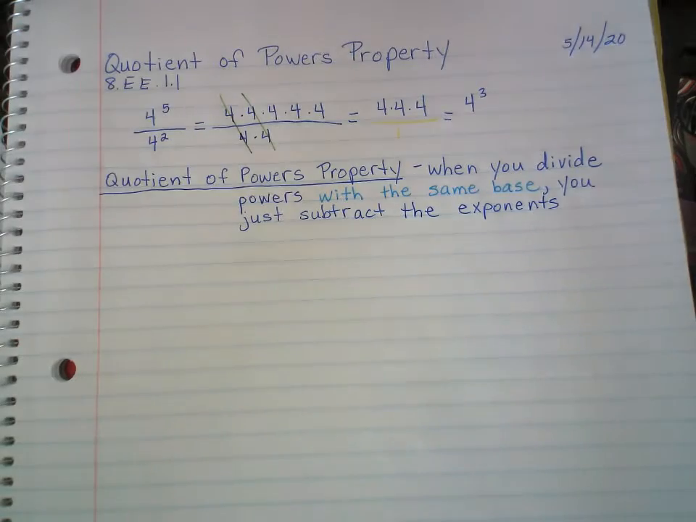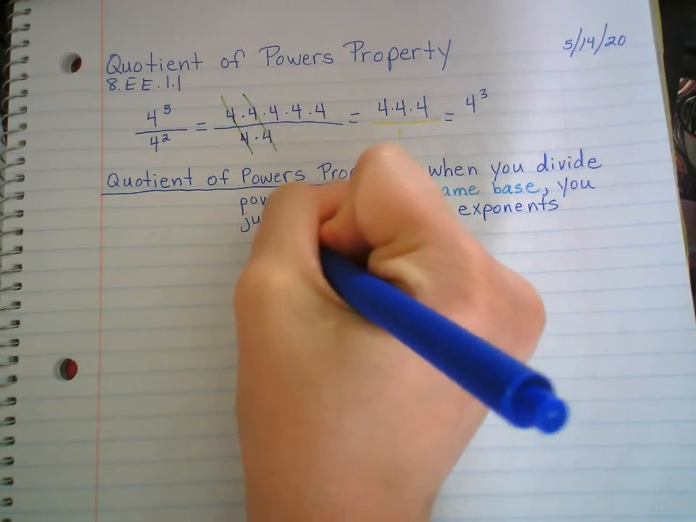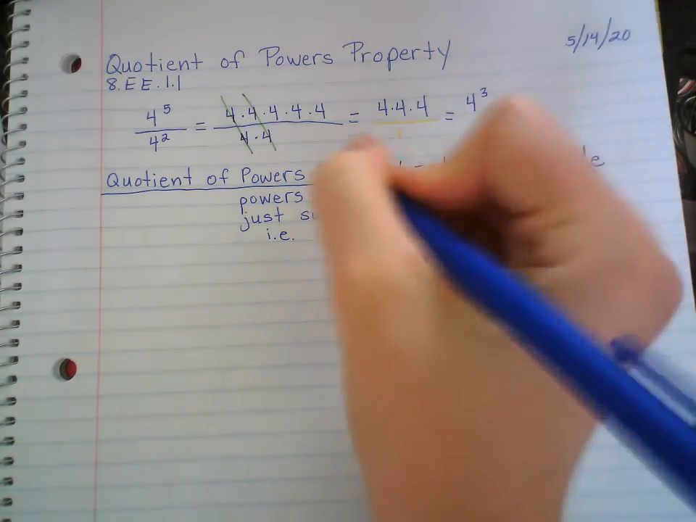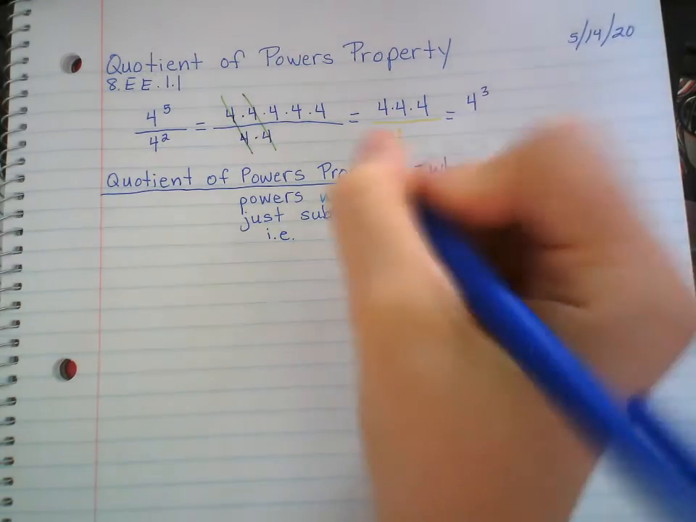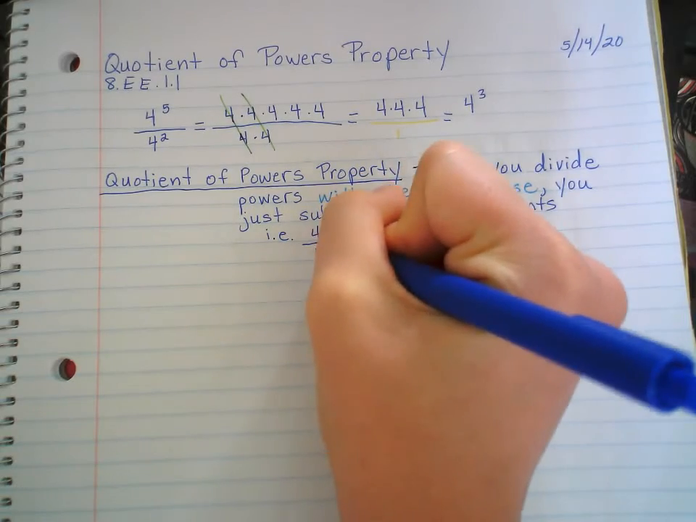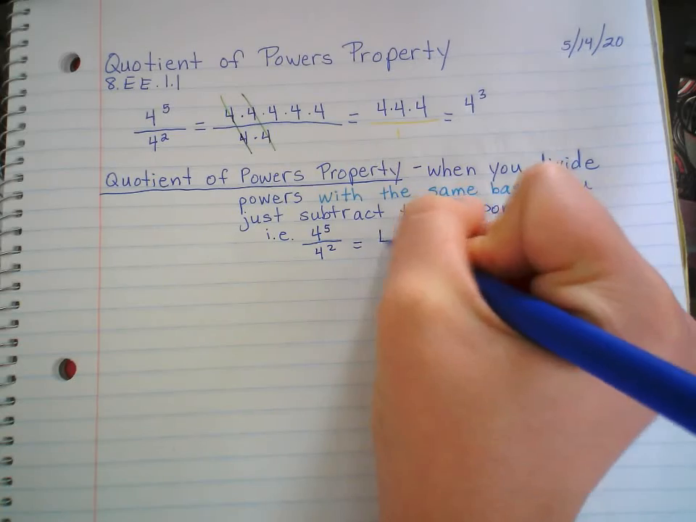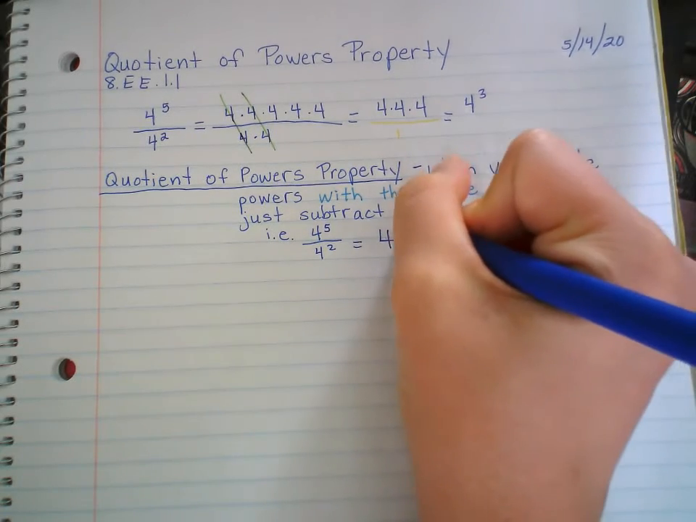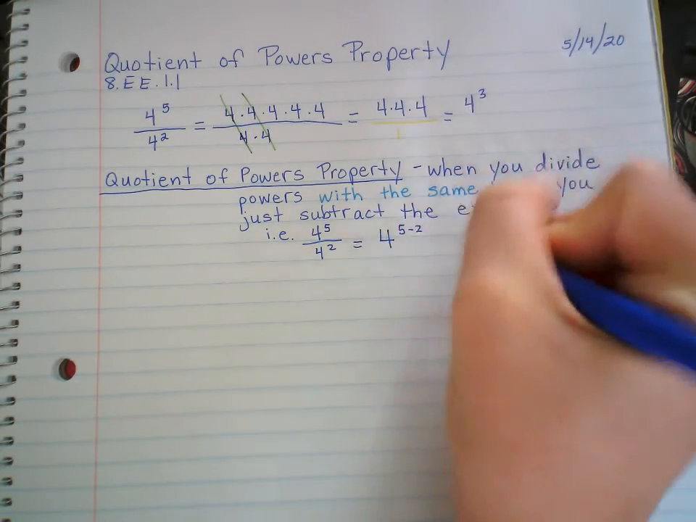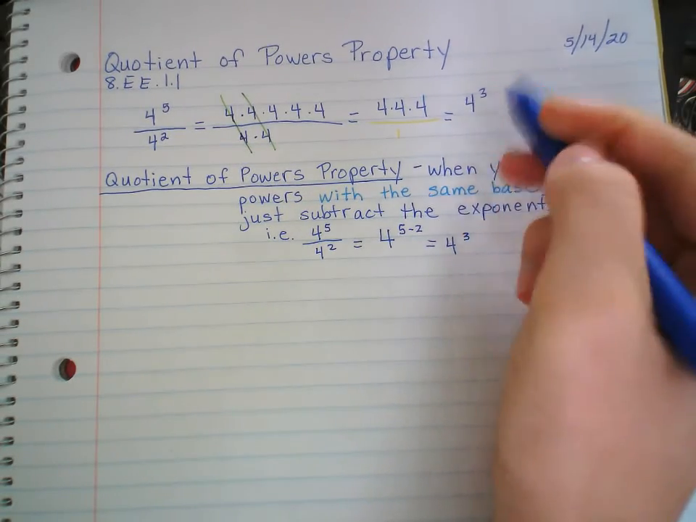So, literally, I'm going to rewrite the problem that we started with and show you with this rule. For example, if we have 4 to the 5th over 4 to the 2nd, all you do is you keep the base, 4, and you subtract the exponent. So 5 minus 2. So it's just 4 to the 5 minus 2, which is 3, which we just proved up there.